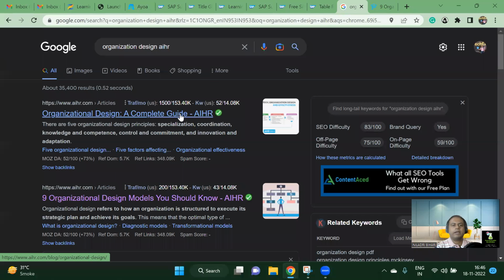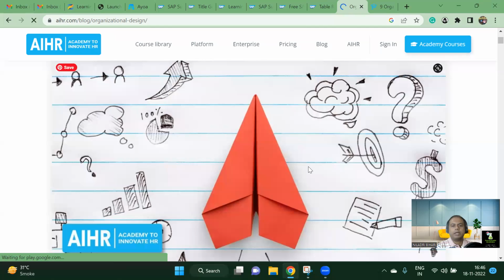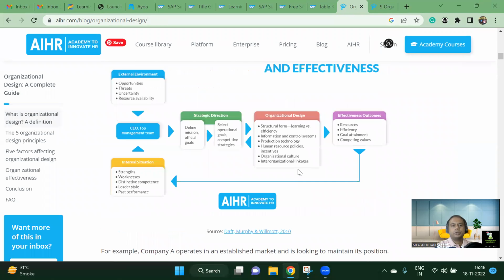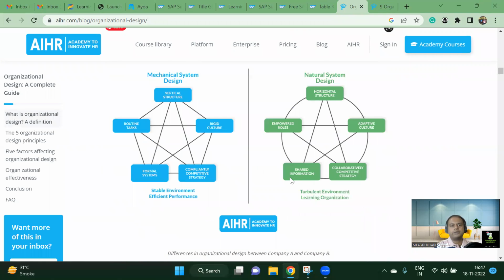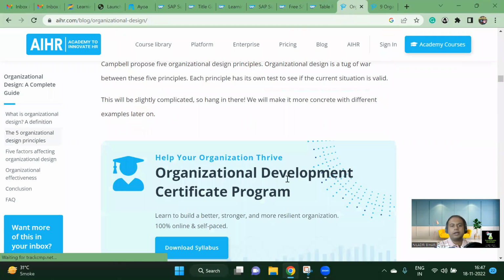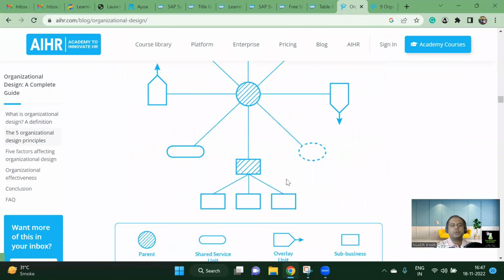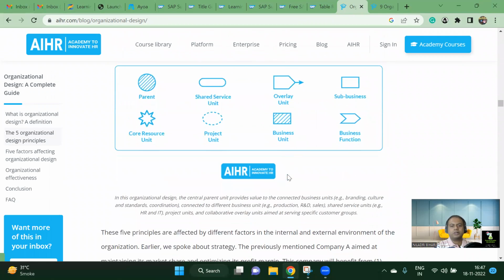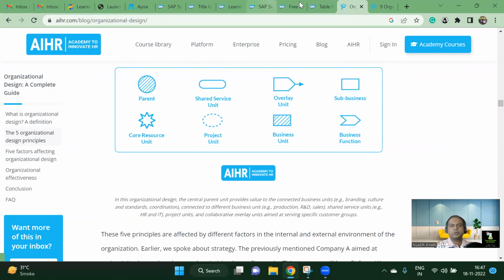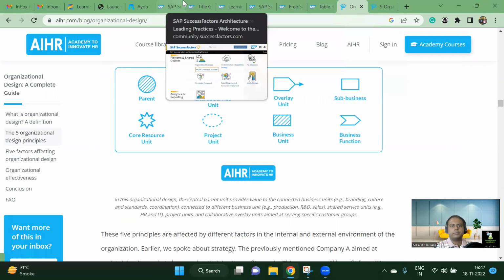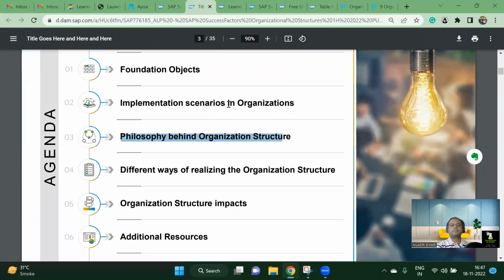This is also a set of very beautiful articles curated by the Academy to Innovate HR team. I appreciate their very high quality content. This is more from the strategy point of view, but the understanding is very good. Even if you are not 100% implementing all of this in SuccessFactors, I recommend knowing how different types of organization structures work, so you have a fair idea. It is not mandatory, but it is good to know so that you get a picture of the structure.